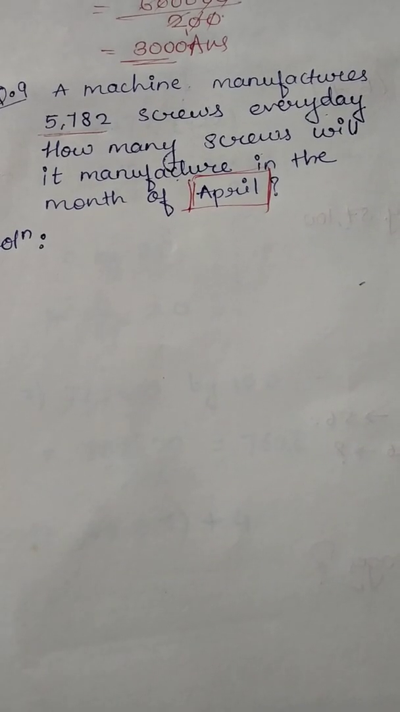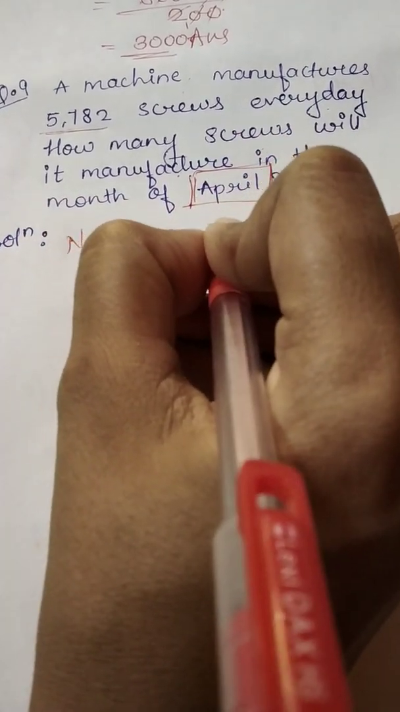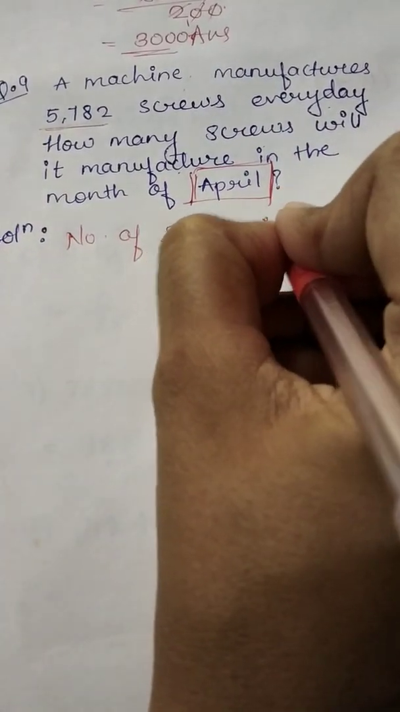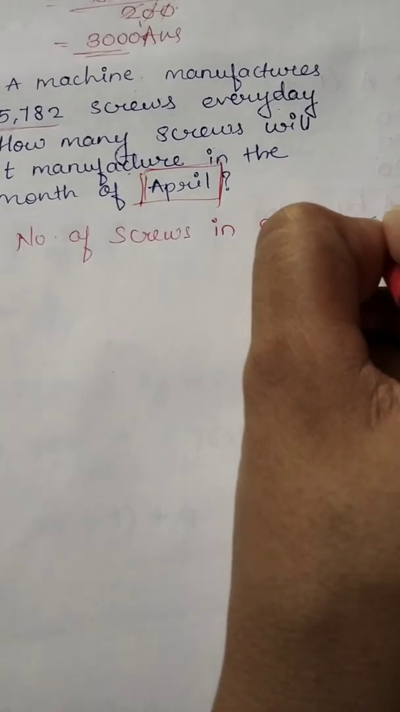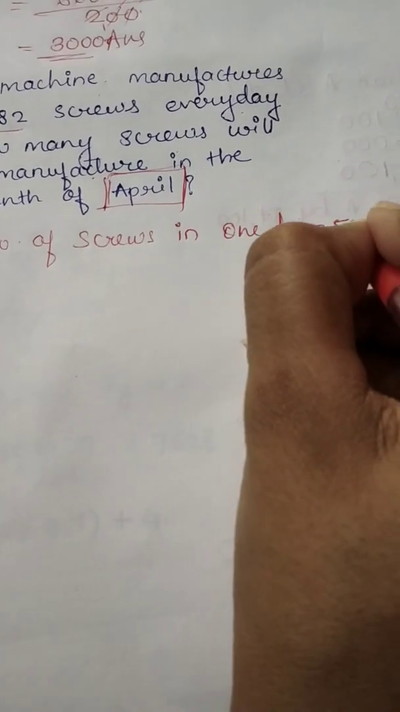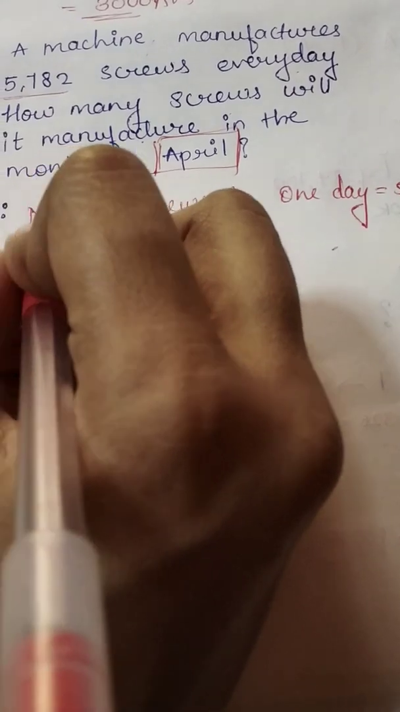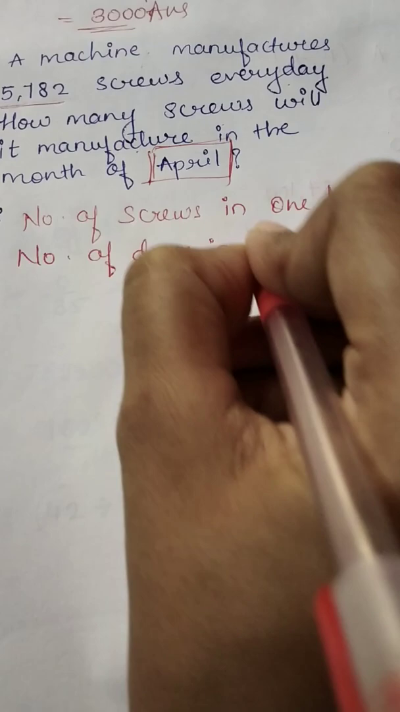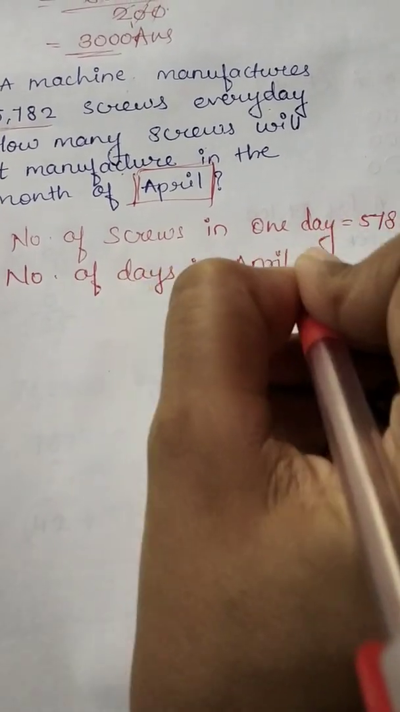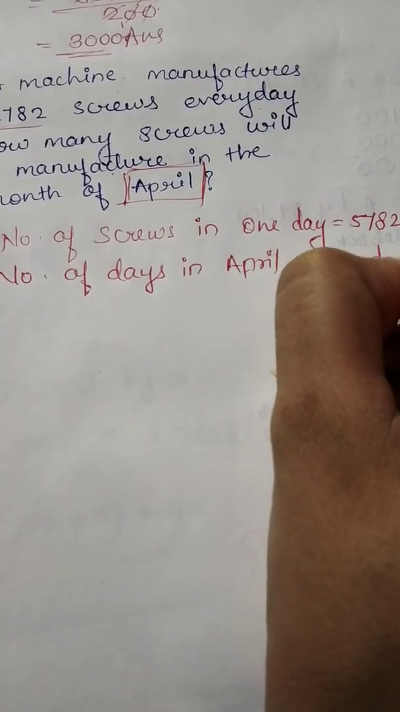So we have to write number of screws in one day. Number of screws in one day, that is 5782 screws in one day. Okay, now number of days in April, how many? Yeah, I am waiting for your answer. How many days are there in April? Exactly 30 days.